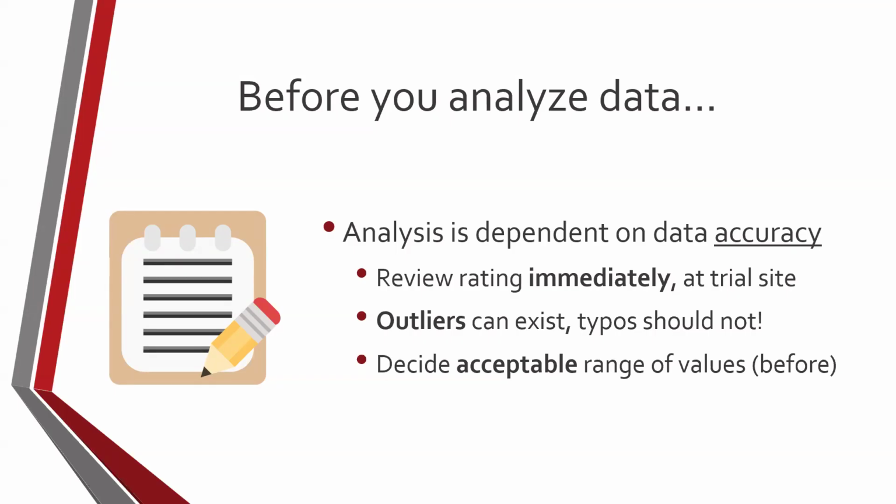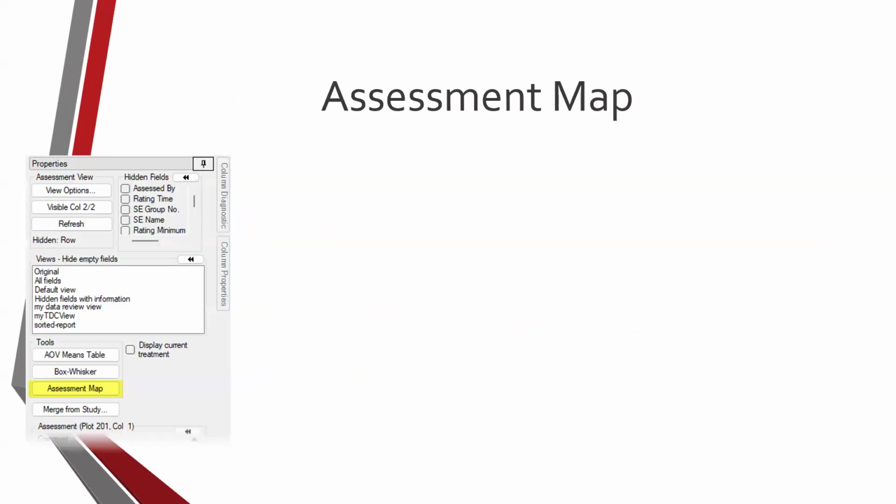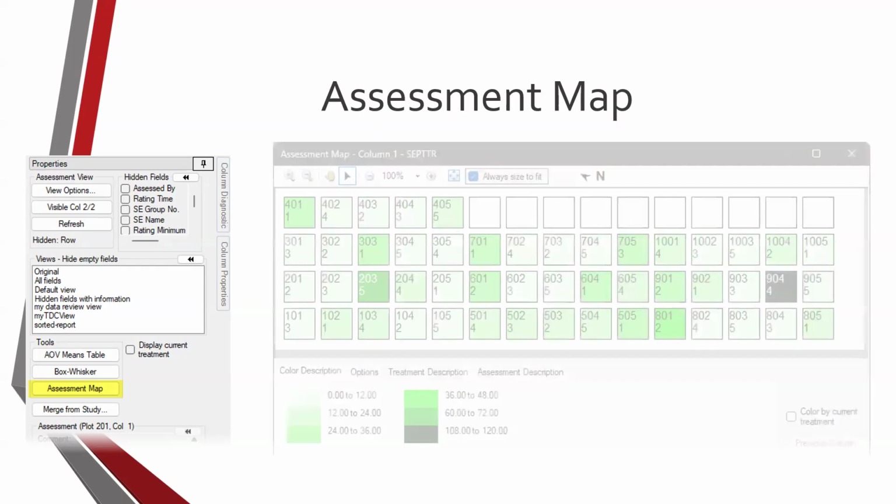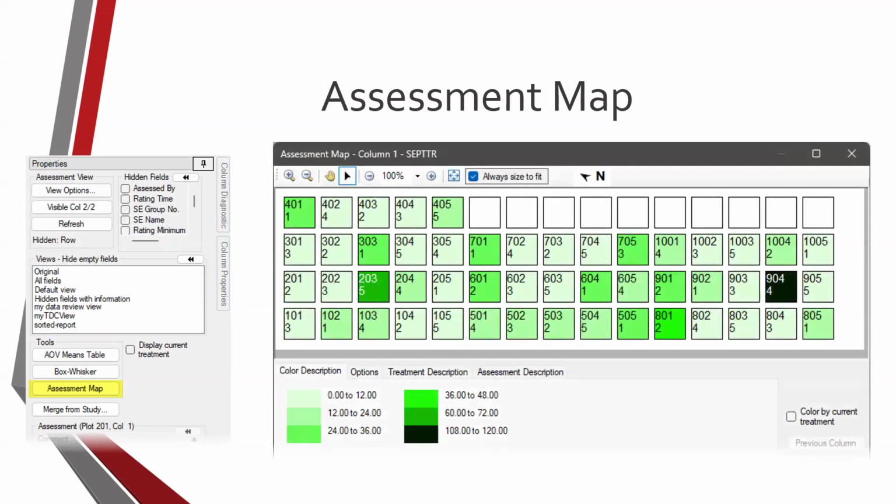So looking at the functions in ARM for this step. The primary one is the assessment map, which you can open up from the properties panel at the right-hand side of the assessment editor. So there it's highlighted there. Just when you're looking at the data itself, whichever column of data that you're clicked into at the moment, go over to the properties panel and press that button, and then the assessment map appears.